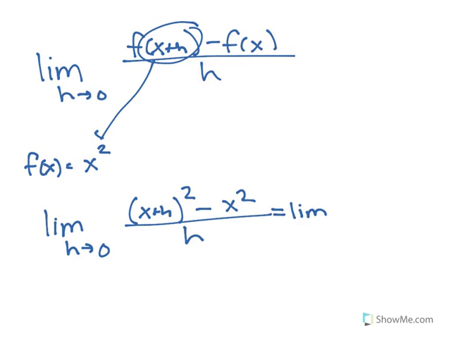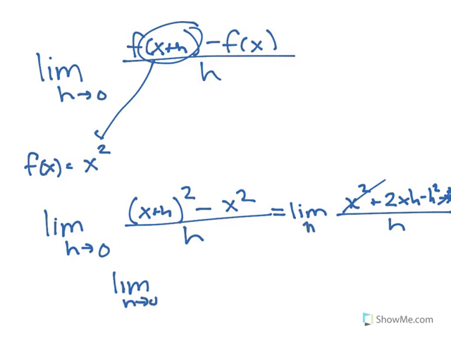it would be x squared plus 2xh plus h squared minus x squared, it's terrible, over h. And that x squared cancels out with that. So I've got the limit as h approaches 0 of 2xh plus h squared over h.